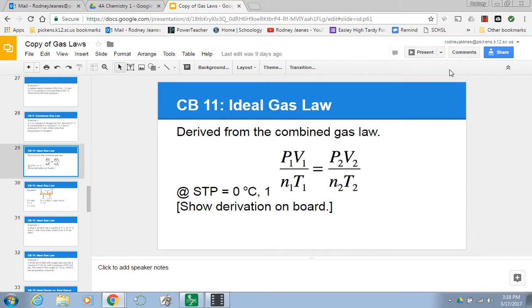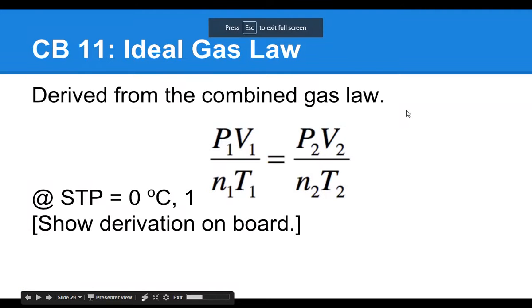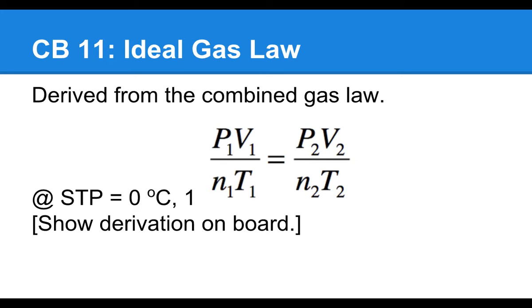Today we're going to talk about the ideal gas law. Now, in your notebook, open up to page 11 and copy down the combined gas law. This time I'm including the variable N. Remember what N represents? It represents the number of moles. So from the combined gas law, we get P1 times V1 over N1 times T1 equals P2 times V2 over N2 times T2. And again, we just inserted the N on the bottom there.